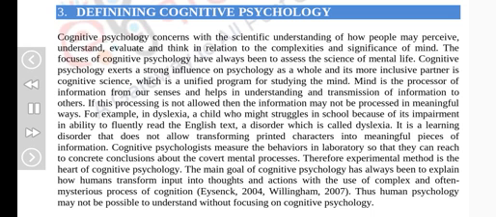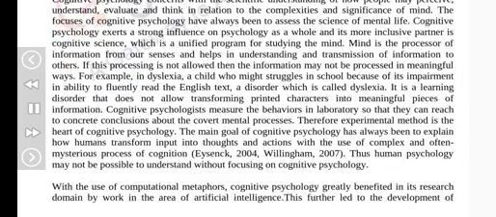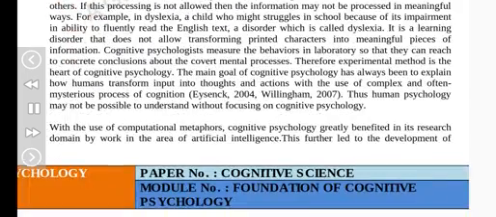Cognitive psychologists measure behaviors in the laboratory so that they can reach concrete conclusions about covert mental processes. Therefore, the experimental method is the heart of cognitive psychology. The main goal of cognitive psychology has always been to explain how humans transform input into thoughts and actions with the use of the complex and often mysterious process of cognition (Eysenck, 2004; Willingham, 2007). Thus, human psychology may not be possible to understand without focusing on cognitive psychology.